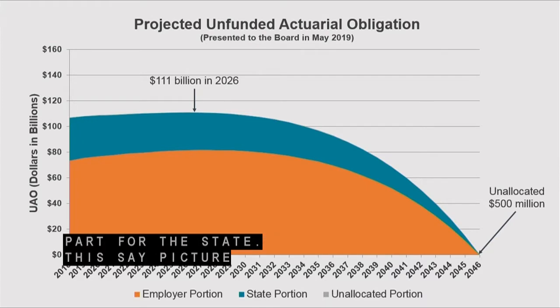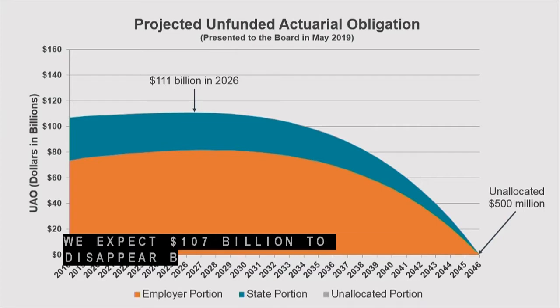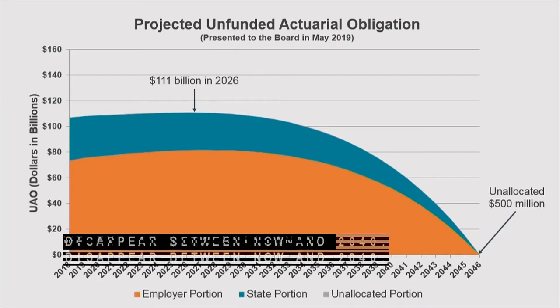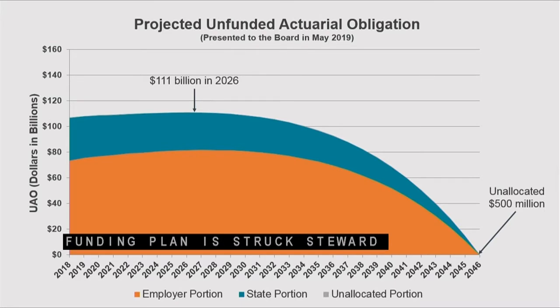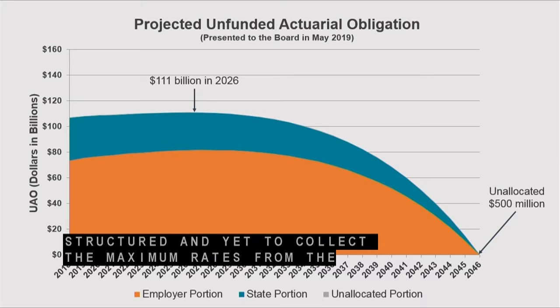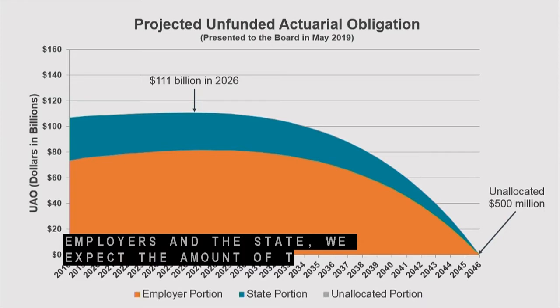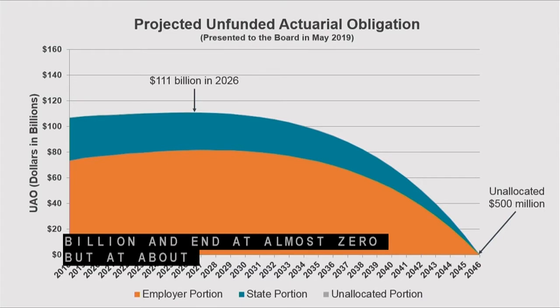If you look at how we expect the 107 billion to disappear between now and 2046, some of the things we've highlighted in the past is because of the way the funding plan is structured, and the fact that we have yet to collect the maximum rates from both the employers and the state, we were expecting the amount of the unfunded liability to keep increasing over the next 10 years or so, peak at about 111 billion, and end at almost zero, but at about 500 million because we have no mechanism to eliminate that unallocated.